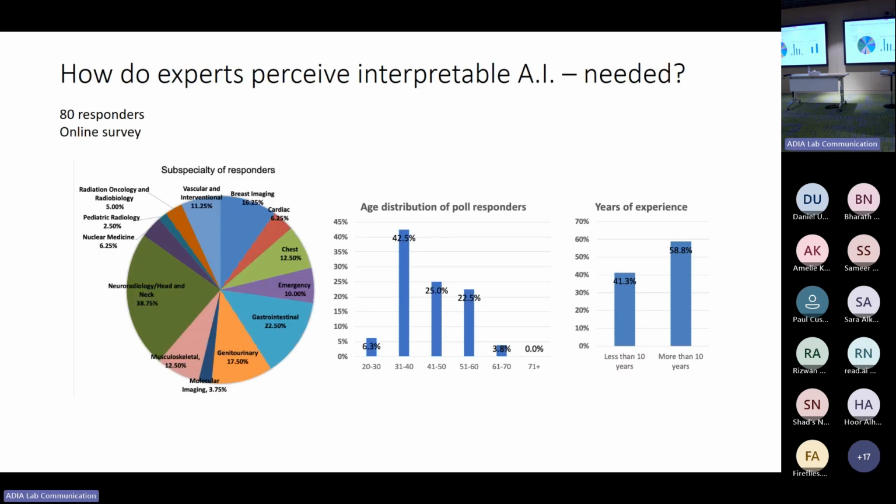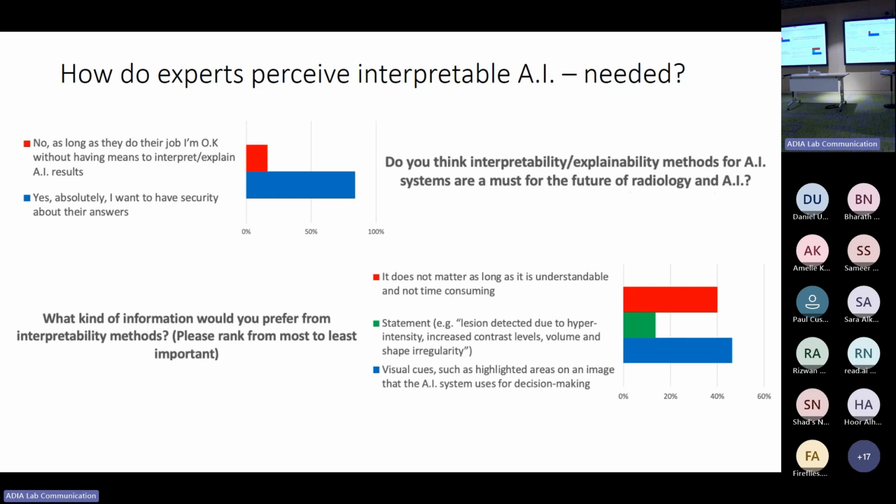And so, the last few slides. How do clinical experts, doctors in this case, perceive interpretable AI? This was from a poll of 80 responders, and they had different levels of experience and were working in different fields. The first question was: do you need interpretable AI? A significant percentage said yes, they want to have security about their answers. That was in the early stages, when clinicians were not yet open to the idea of AI systems coming in. They thought it would replace them, so they were a little apprehensive. But quite a number did say that yes, they want this interpretable AI.